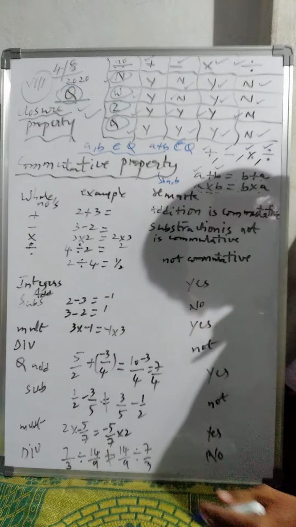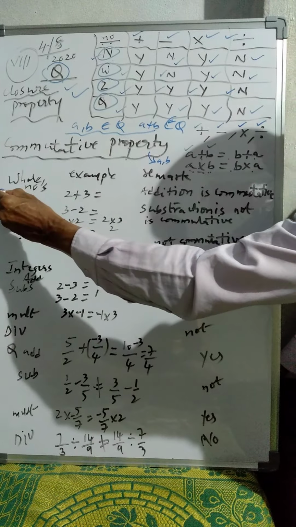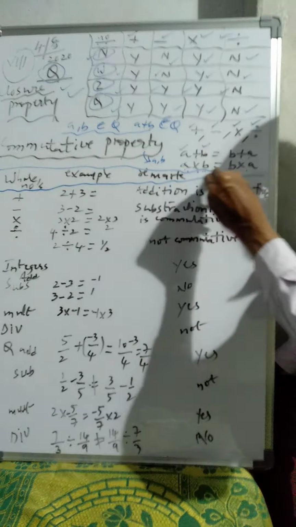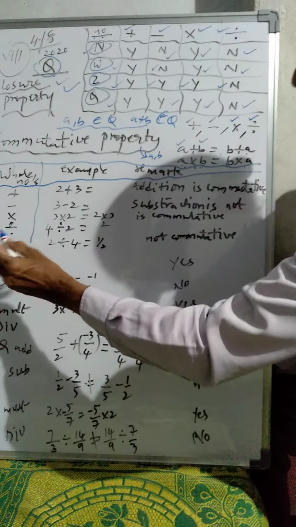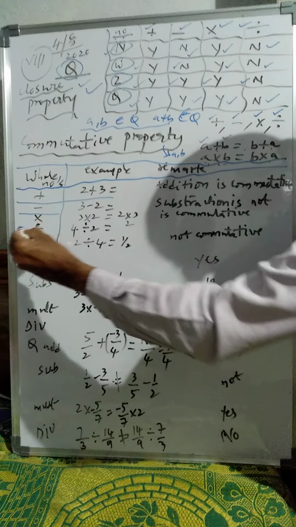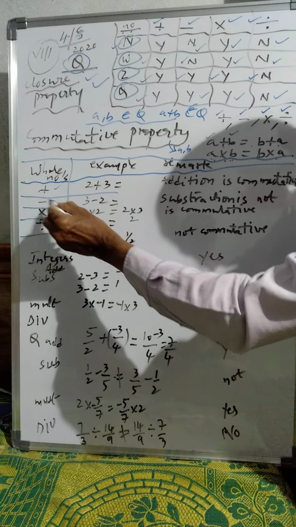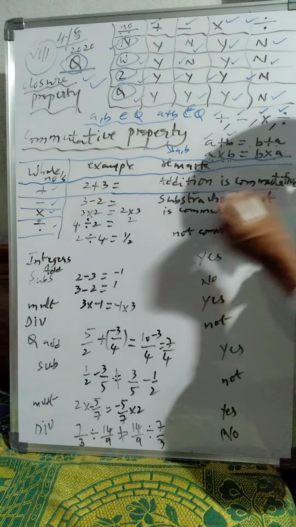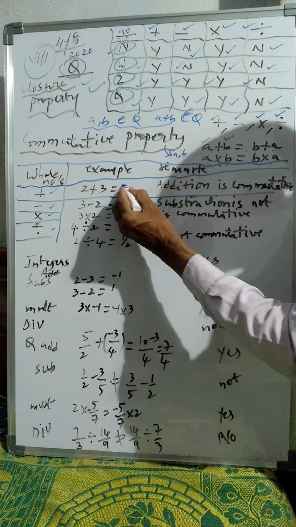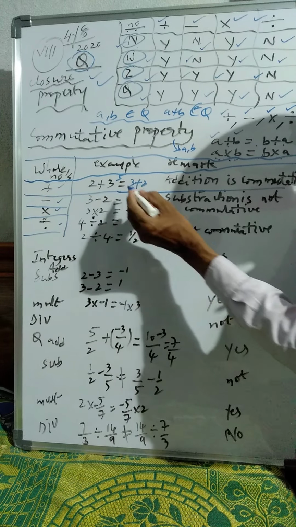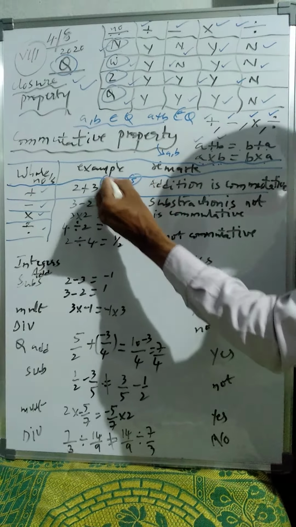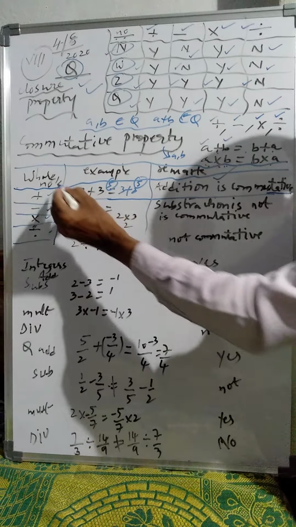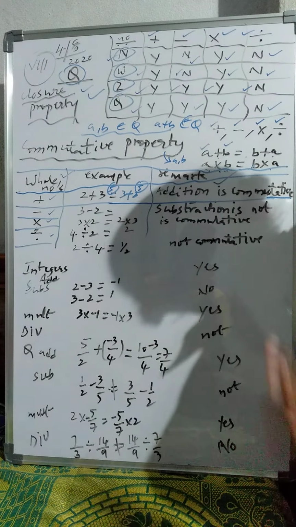Now let us go to some examples, that is, examples for whole numbers. Let us take some whole numbers. See, this is the set which is there initially. Now the operations are plus, minus, into, division, that is addition, subtraction, multiplication, division. Now let us take an example of addition. 2 plus 3 is equal to 3 plus 2. 2 plus 3 is equal to 5, 3 plus 2 is equal to 5. It is all the same, so the answer is not changing. Hence addition of whole numbers is commutative.